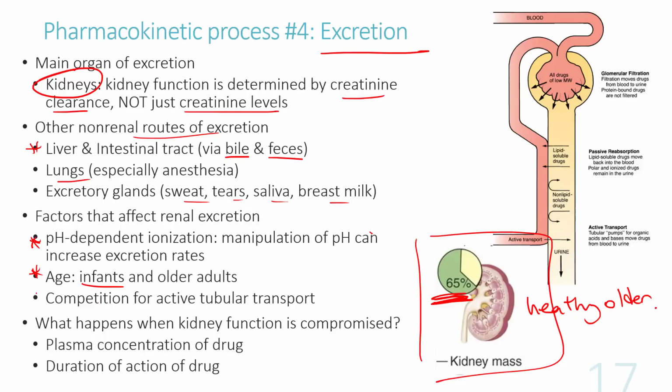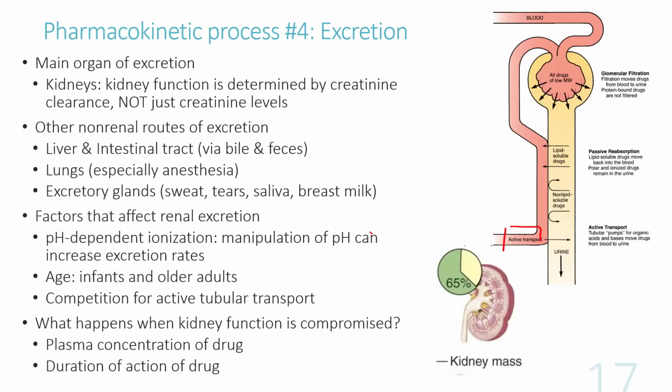The other factor that affects renal excretion is active tubular transport. If you look at the picture on the top right corner, what I want you to focus on is this active transport business over here. Active transport is the movement of compounds from the capillaries, the peritubular capillaries around the tubules in the kidney, into the tubules itself, right? Once things move into the tubules, it then exits as urine.